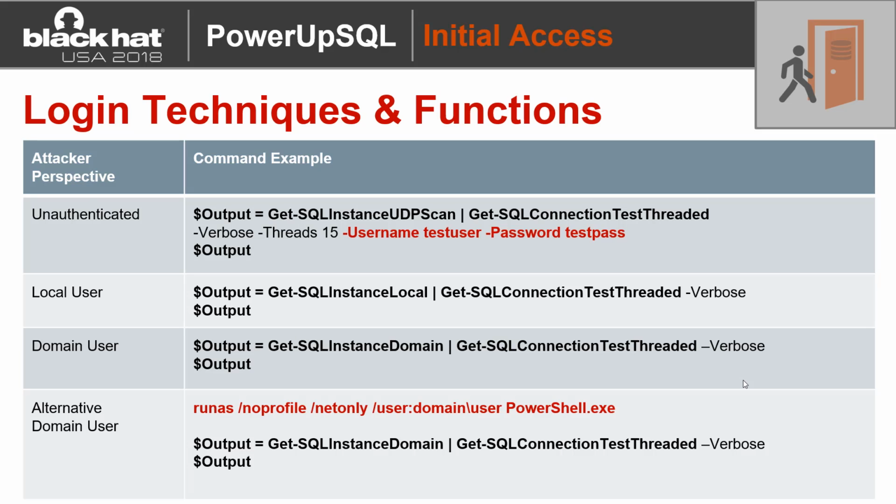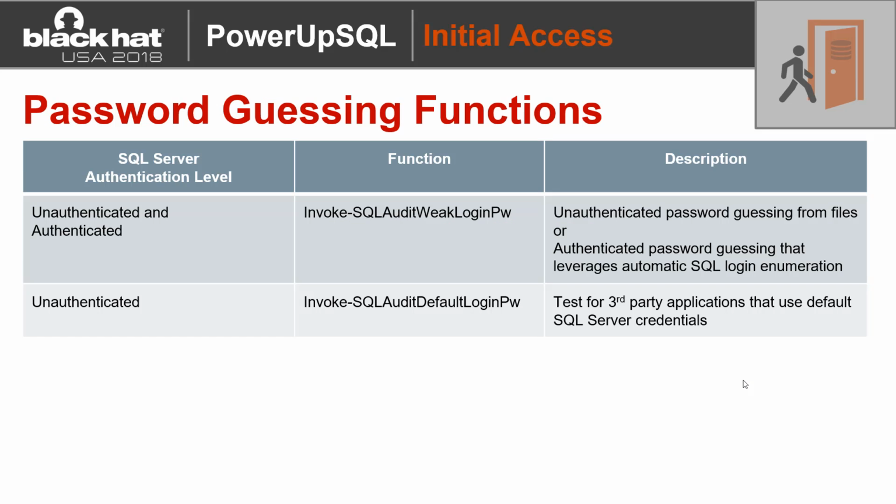Just know at a high level, we have unauthenticated perspective, local user, domain user, and then also our alternative domain user. In this case, I'm cheating a little. I'm using runas with the netonly flag to basically launch PowerShell in the context of a different domain user. The way that will work is that locally, because of the netonly flag, it's not going to be running as that domain user, but when it communicates over the network, it will. So pretty slick.